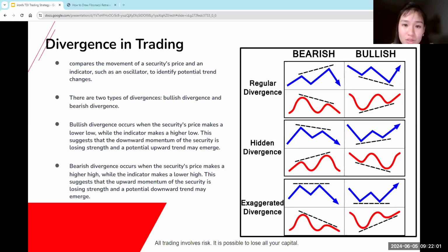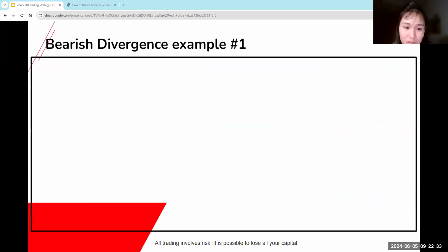It's important to note that divergence is a potential early warning sign of a trend change, but not a guarantee. So that's why it's important, again, I'm emphasizing this, to use it in combination with other indicators or other technical analysis tools, such as your trend lines, chart patterns, and different indicators to confirm your divergence signal and make your trading decisions. And of course, keep up with your fundamentals as well.